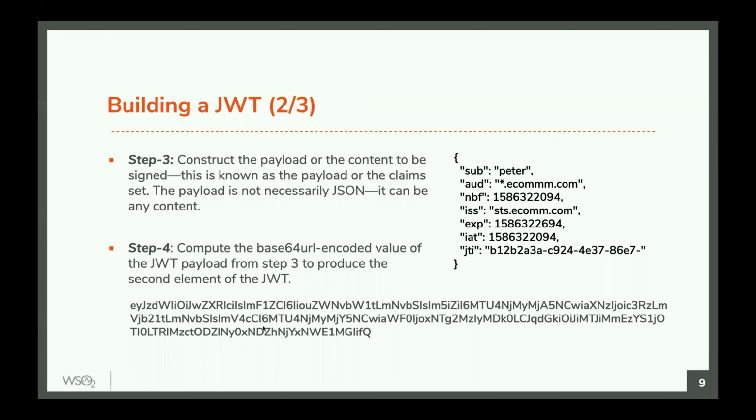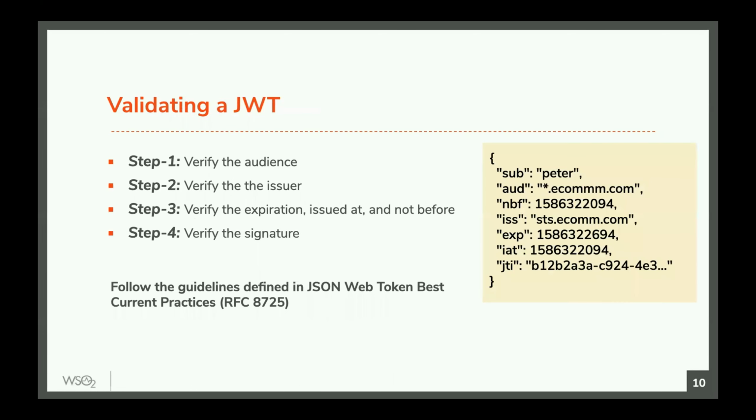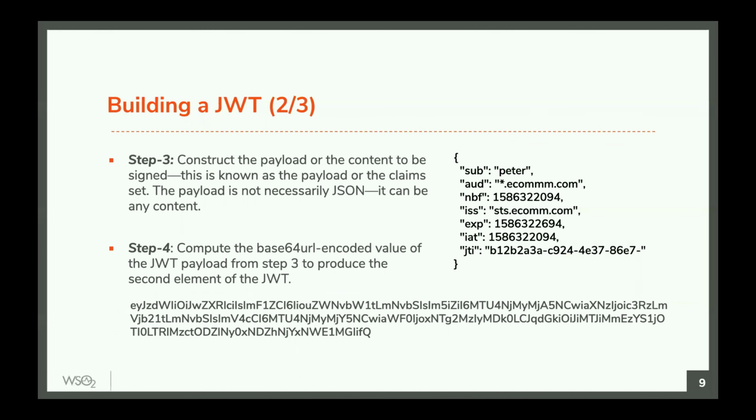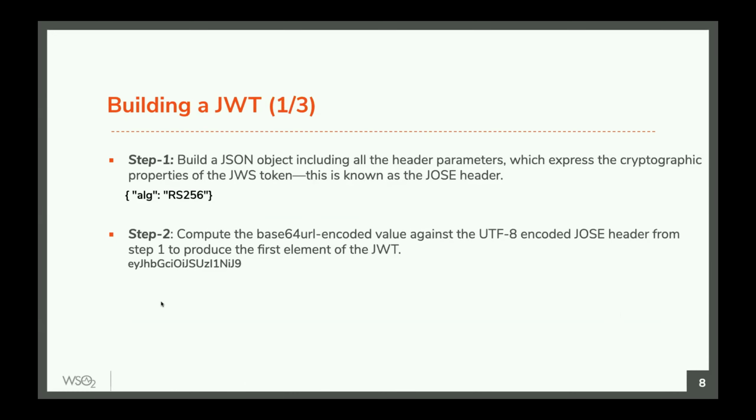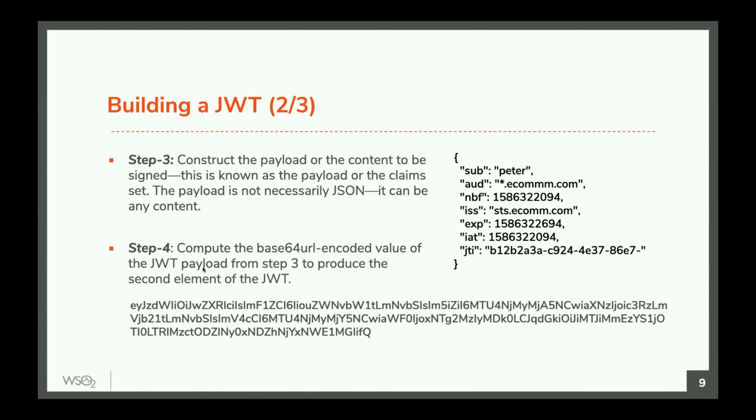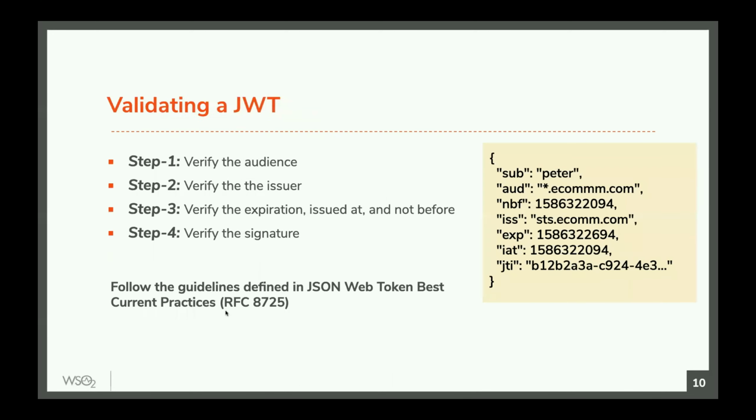Okay, so there are two more steps missing in the slides. Anyway, I'll explain that. Next, you combine the output from these two with a dot, and then you sign the entire thing, and then you get the signature. Then you will base64 URL encode that as well, and you end up with your string, the JWT, which has three parts, right? JOSE header dot claim set dot the signature. So that's how you build a JWT.